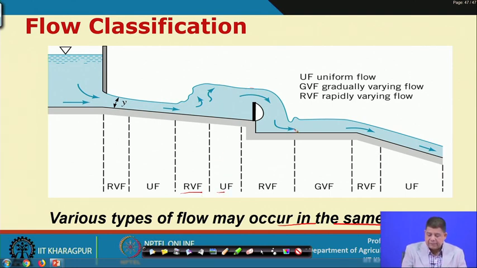When there is some sudden fall, then rapidly varied flow. Then after that, when there is nothing happening much, it could be gradually varied flow. Then further, if the slope changes suddenly, it could be rapidly varied flow, and finally it could be uniform flow. So, depending upon the conditions within the channel, whether the slope is changing or depth is changing or some structures are put in the same channel over a certain length, different types of flow could be seen.